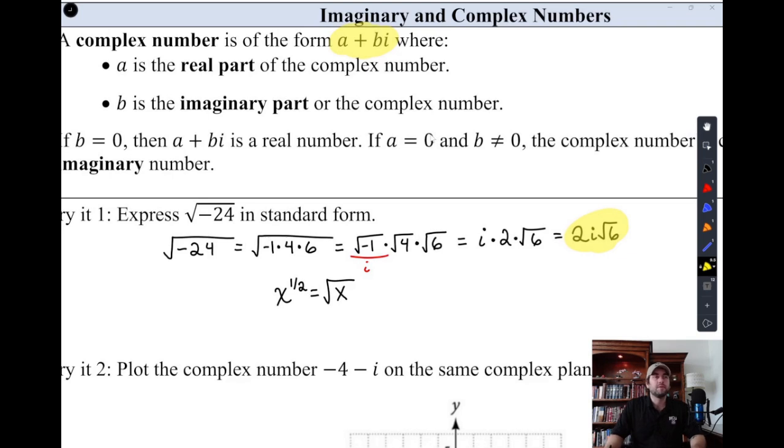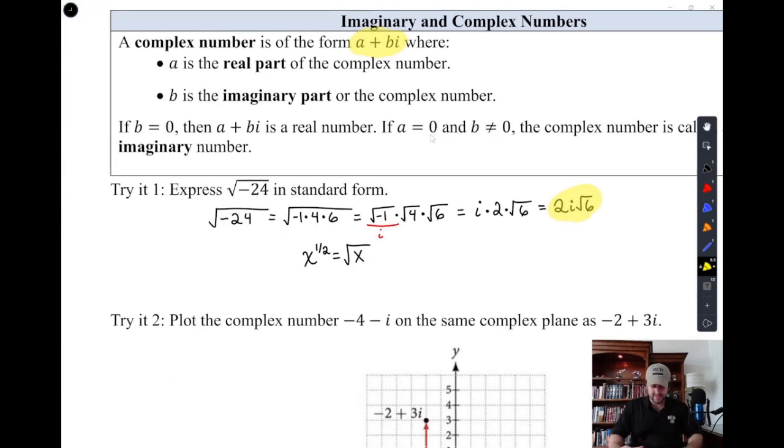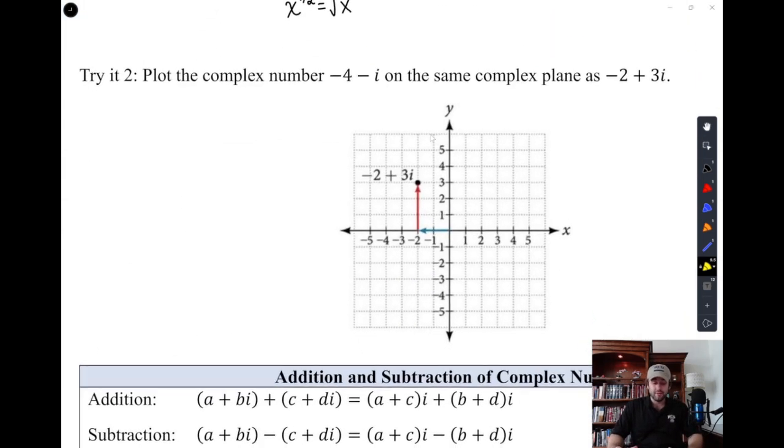And there you go. It's a little bit of reducing radicals. This next try-it doesn't happen as much. We don't plot numbers on the complex plane a whole lot, but it's good to see. In future math classes this is going to come up, graphing complex numbers.